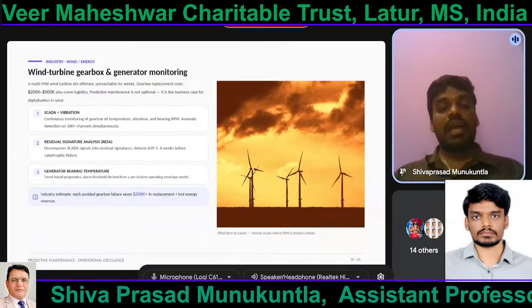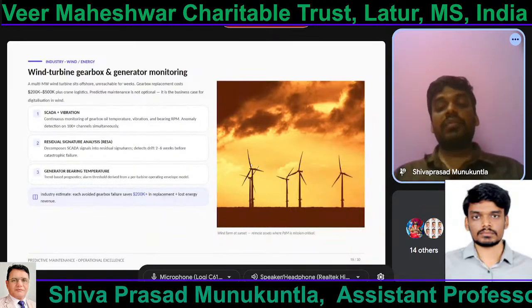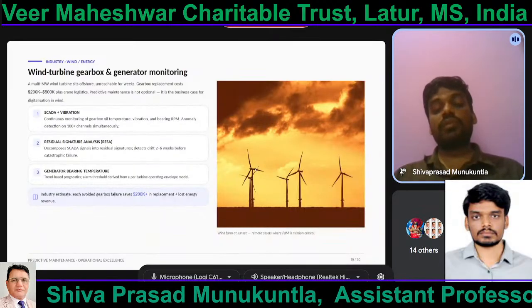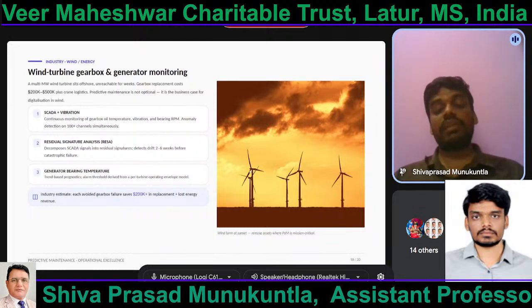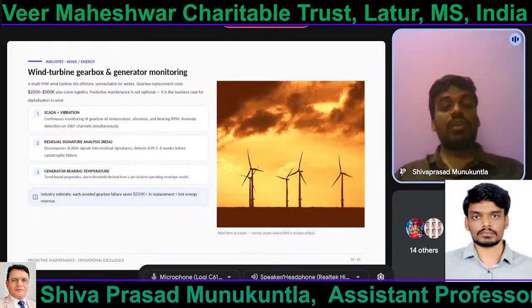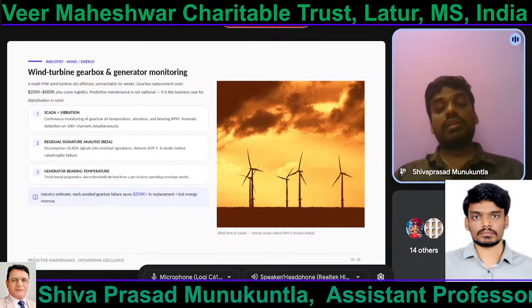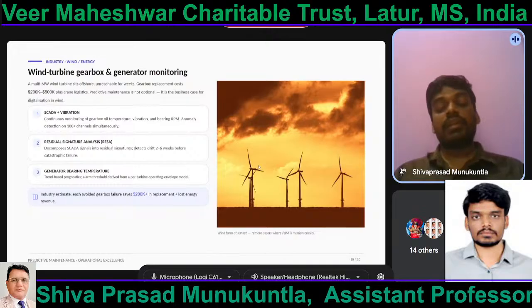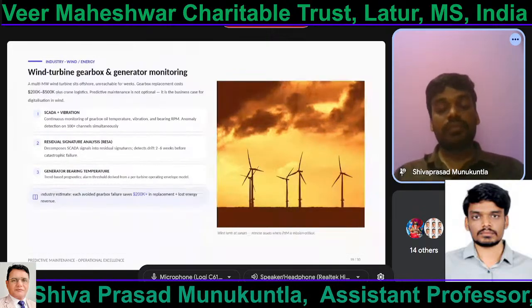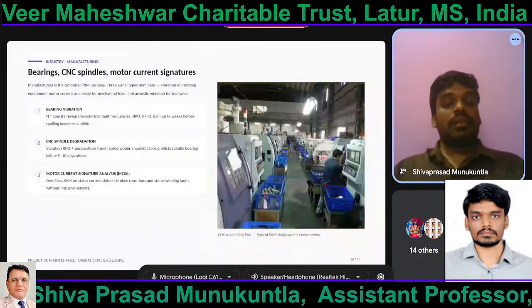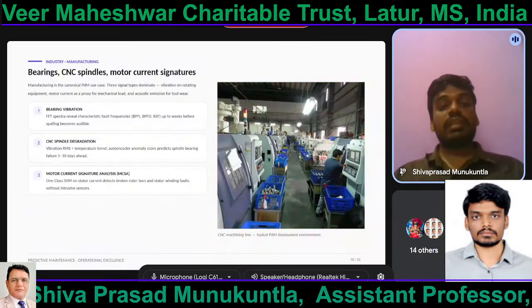Instead of that, if we have our predictive models, before it breaks down, we will know that it is going to fail. So we will switch it off, and we will repair it. So it will save our wind turbine. So this is a real world example of how we are using AI and machine learning models to reduce the cost of maintenance and products.